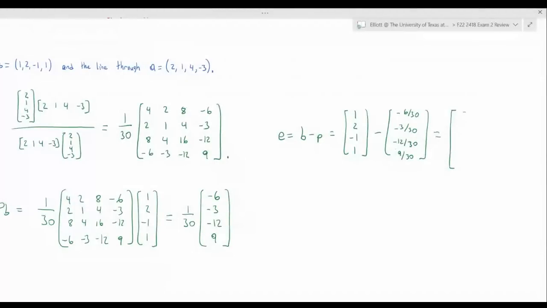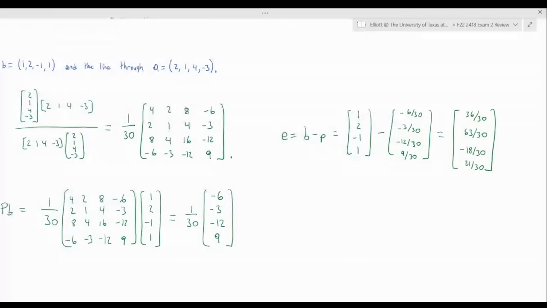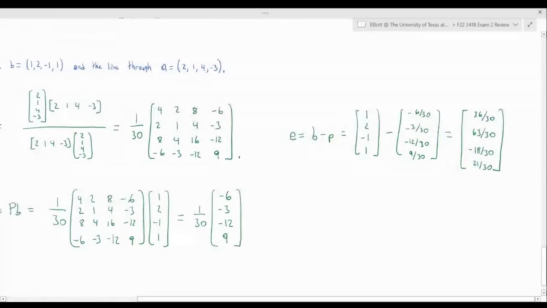So I'm just going to do that real quick. That's going to be 36 over 30, 63 over 30, negative 18 over 30, and I think that's 21 over 30. If I did my math correctly, that would be it, okay? So that's the error vector.